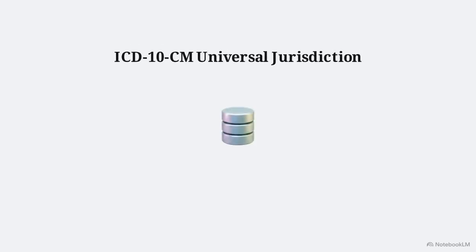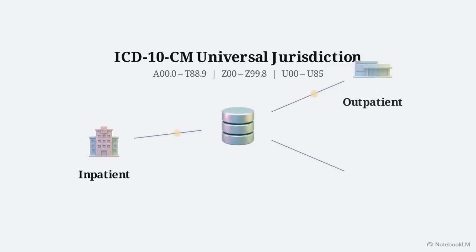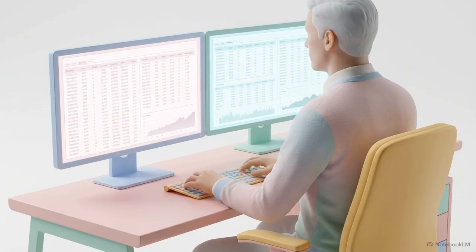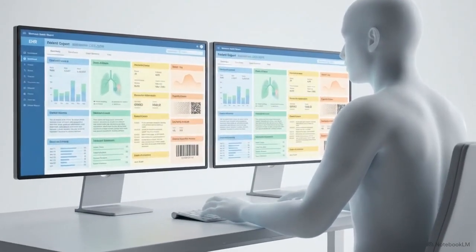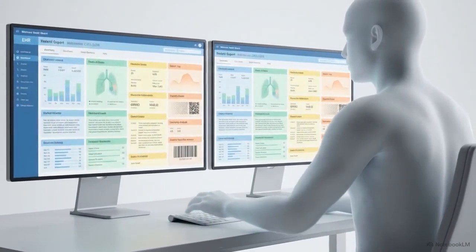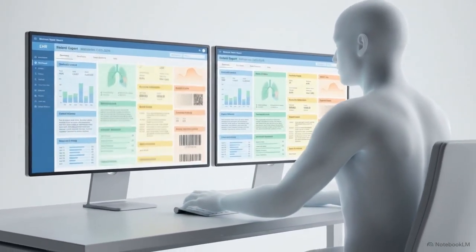This architectural standard holds universal jurisdiction. These specific code ranges govern clinical data across inpatient facilities, outpatient clinics, and individual physician offices. As a medical coder, your ultimate responsibility is to operate within this framework accurately. Mastering the A to U landscape is the only way to synthesize a complex human encounter into a complete and accurate clinical picture.